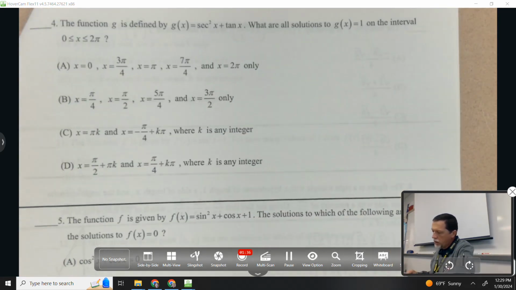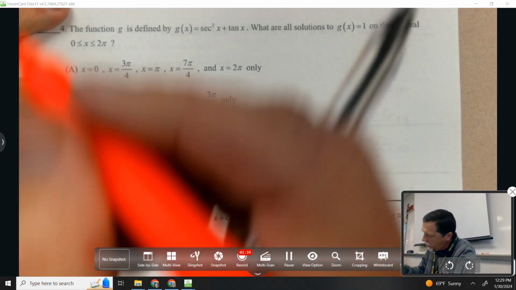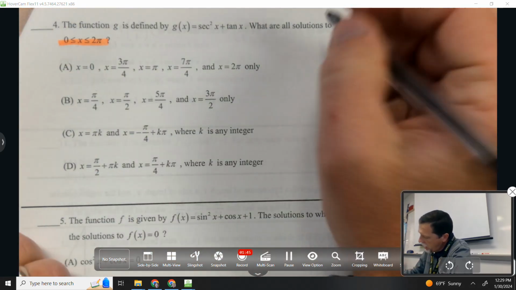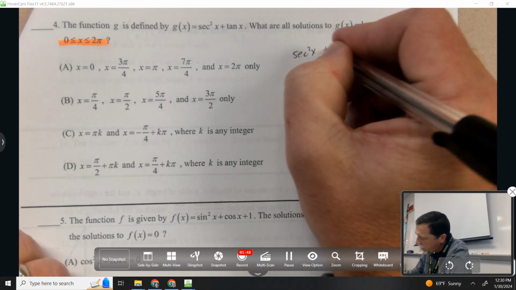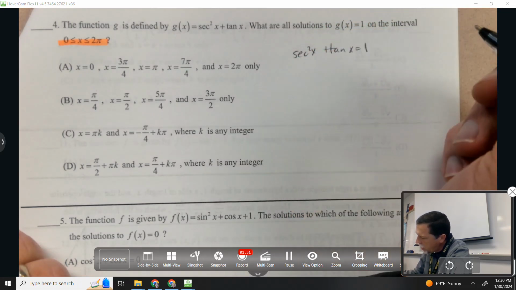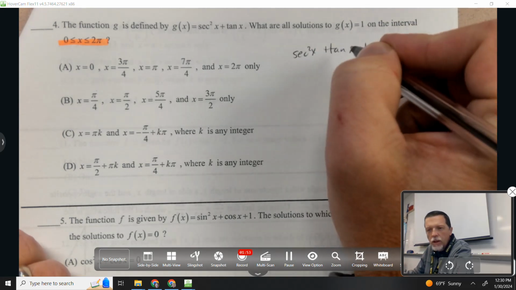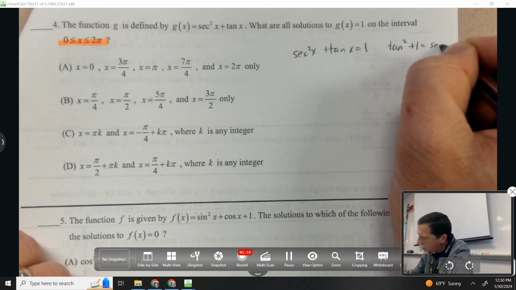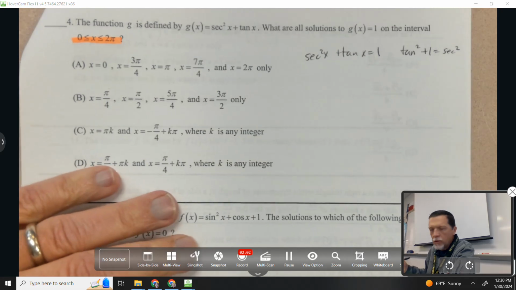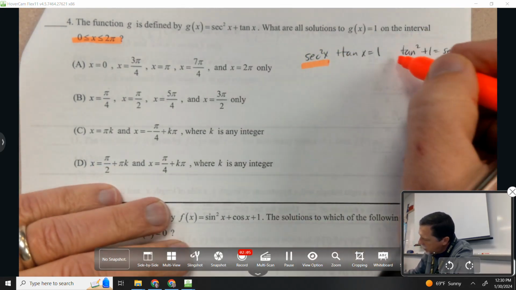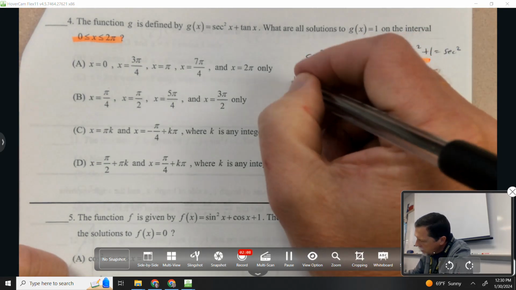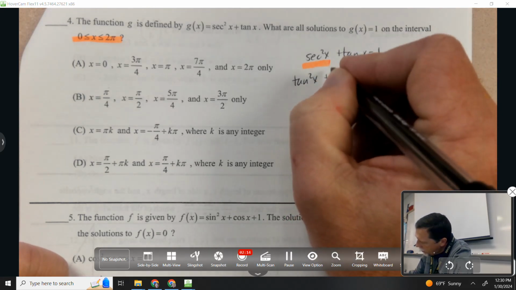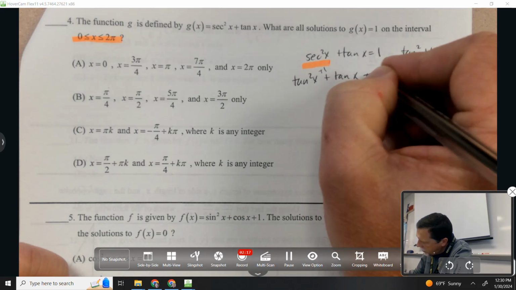Number 4. The function is secant squared plus tangent. Where does that equal 1 on 0 to 2 pi? So let's see. Secant squared x plus tangent of x equals 1. I can't do anything with that right now, but I know that tan squared plus 1 is secant squared. So I'm going to replace secant squared with tangent squared plus 1. Tangent squared x plus 1 plus tangent x equals 1.